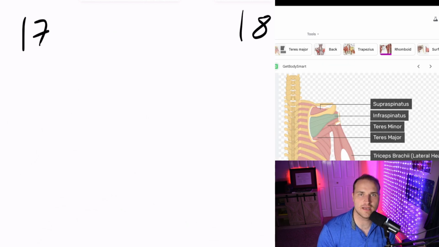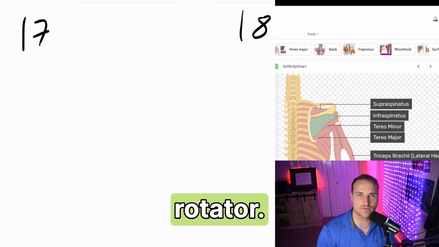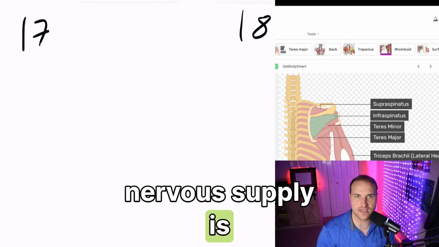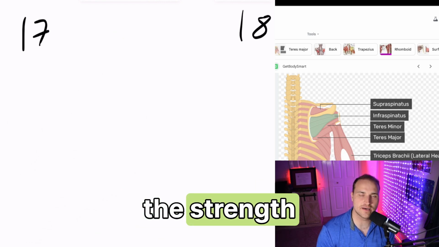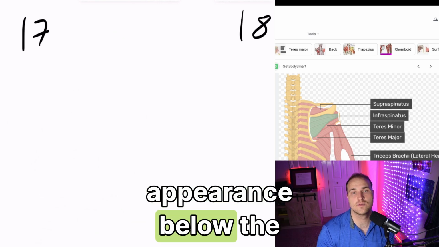And so the rotator cuff is just a team of 4 small muscles that stabilize and move the shoulder. Each has a specialty. One lifts, one turns inward, and the other one goes outward. So if you see a patient who has pain and weakness only when turning the arm outward, then you've got to think about which muscle does that. It's the infraspinatus, which sits just below the scapular spine and is the external rotator. When it's injured or its nerve supply is compromised, then you lose the strength in the external rotation, and you'll often see a hollowed out appearance below the scapular spine.